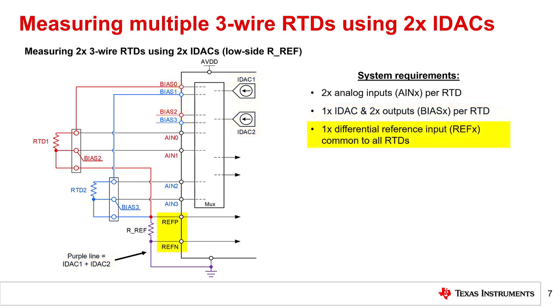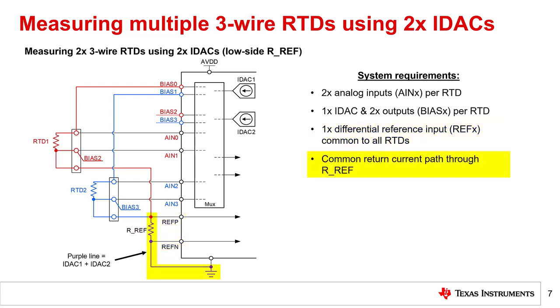The system also requires one differential reference input pair that is shared by all of the RTDs. This enables a ratiometric reference configuration. Finally, this system has a common return current path through RREF. This common current path is what enables all RTDs to share a single differential reference input pair, thereby minimizing the required external components. However, this common return path is also the reason why the IDAC can only bias one RTD at a time, even if the ADC or system supports multiple IDACs.